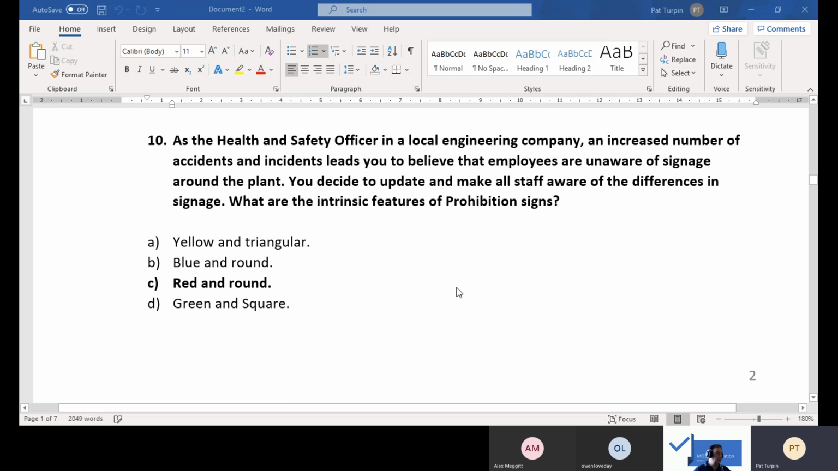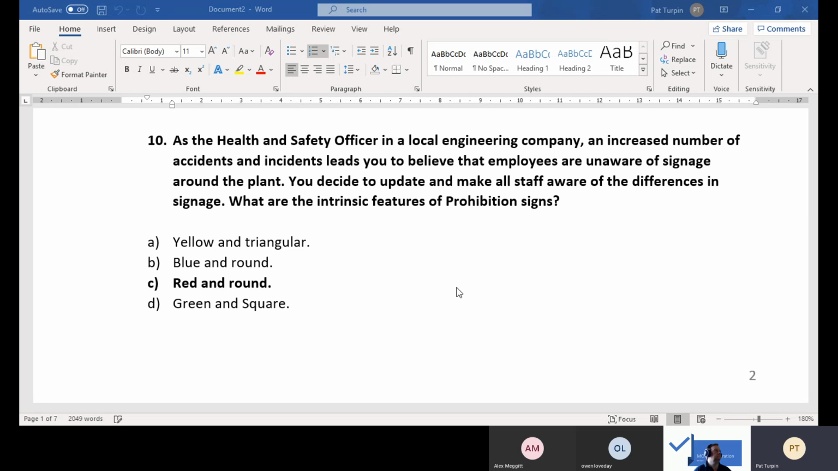So, as the health and safety officer in a local engineering company, an increased number of accidents and incidents leads you to believe that employees are unaware of signage around the plant. You decide to update and make all staff aware of the differences in signage. What are the intrinsic features of prohibition signs? Well, red and round. You know what a no entry sign looks like, don't you? Think of your road signs. The red, the round, they're telling you not to do something. It's prohibited. You will not do.